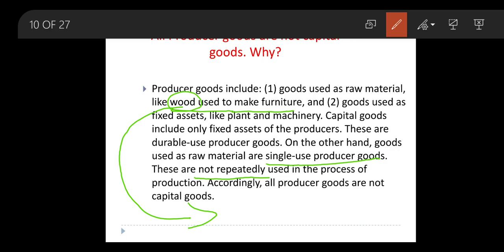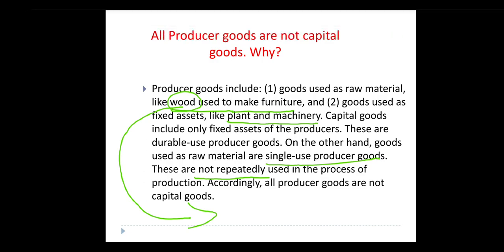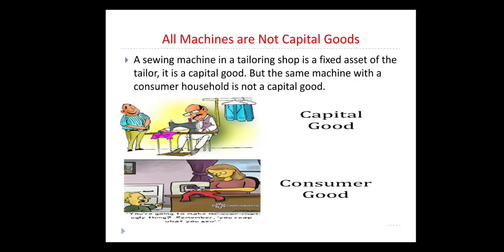But goods like plant and machineries are capital goods because they can be used for a long period of time, they can be used repeatedly, and they are also used in further production, to produce a final good. So plant and machinery are capital goods. Now I have used the example of plant and machinery, but all machines are not capital goods. Remember again this: all machines are not capital goods.